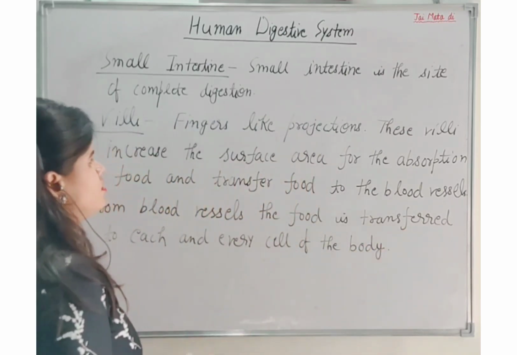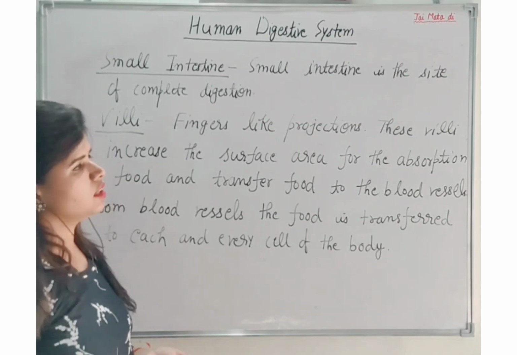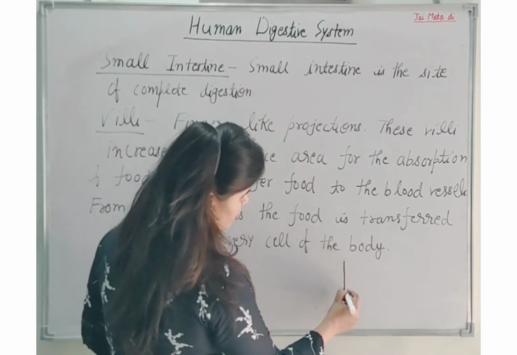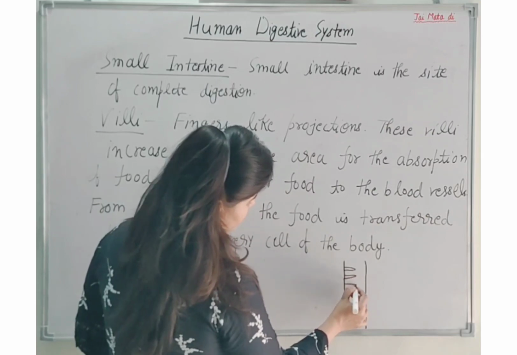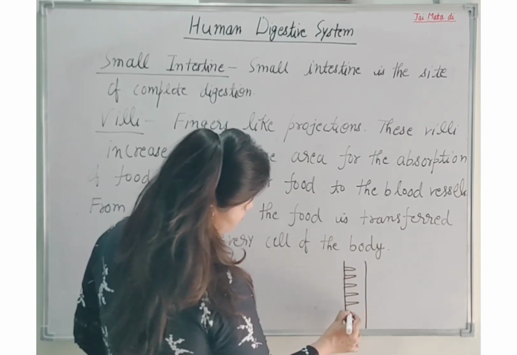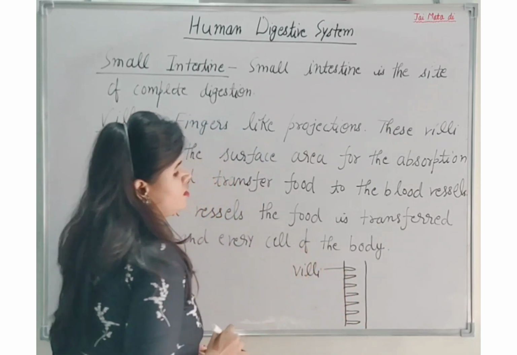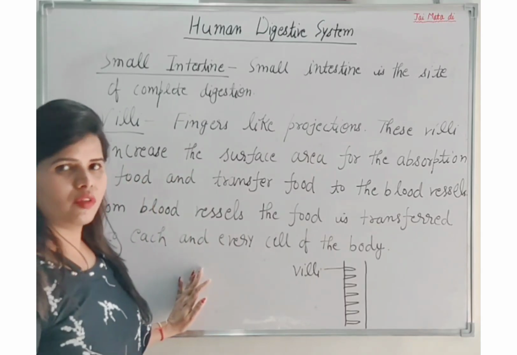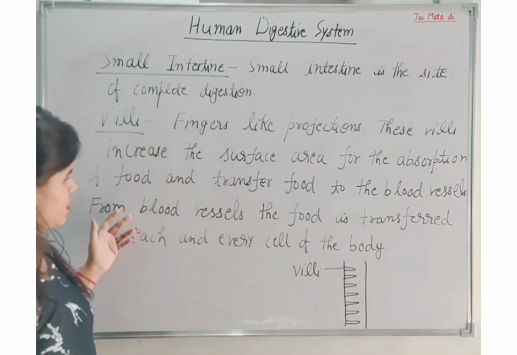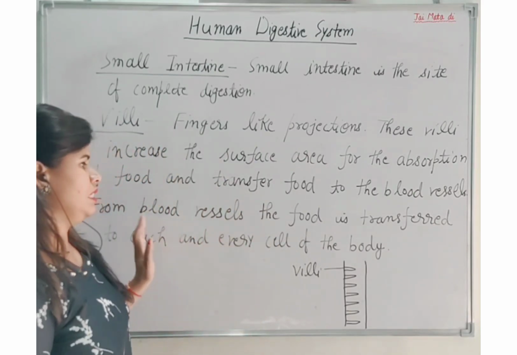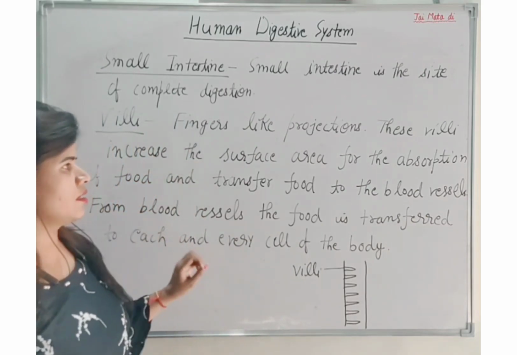Right? So this work is done by the villi, finger-like projections which are present or found in the wall of small intestine. Suppose this one is a small intestine. So these finger-like projections, these are known as villi, which are found inside the wall of small intestine, and these villi increase the surface area for the absorption of food and transfer food to the blood vessels. Now from the blood vessels, food is transferred to the each and every cell of the body to get energy. So this is the function of small intestine.